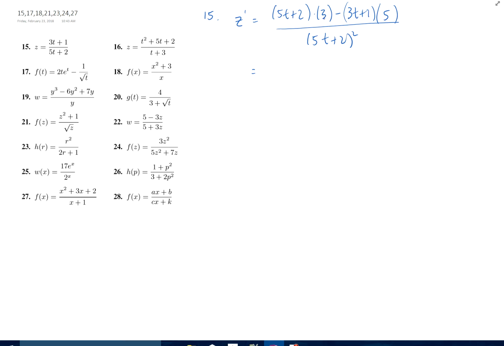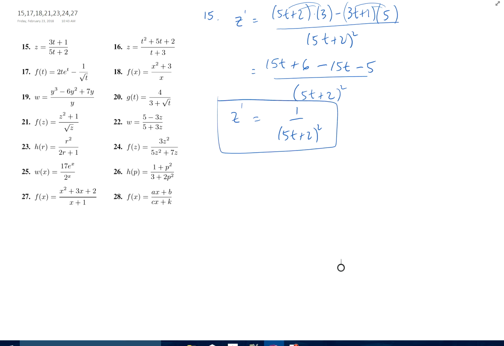So I'm going to do this all in one. So that's 15t minus 15t. Okay, let's do it like this. Plus 6 minus 15t. Oops. Minus 5. Remember, this negative distributes, all over 5t plus 2 squared. So that just becomes 1 over 5t plus 2 squared. That's C prime.